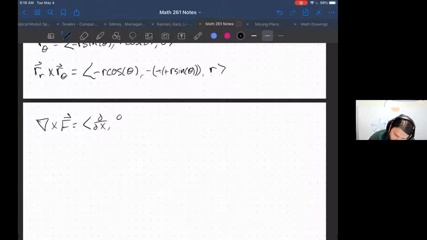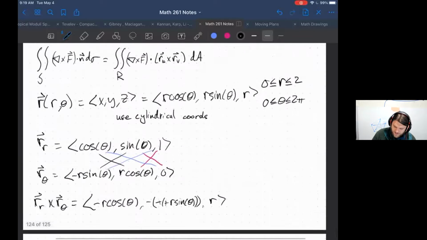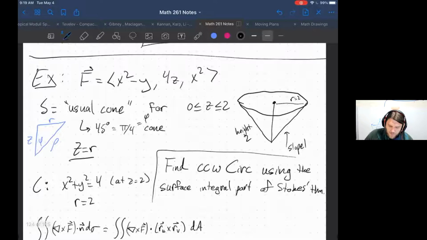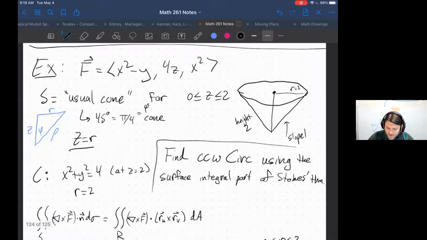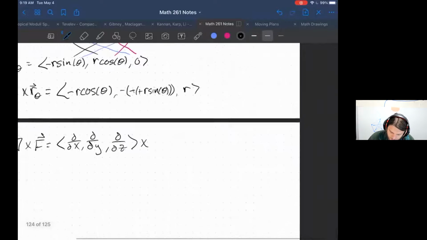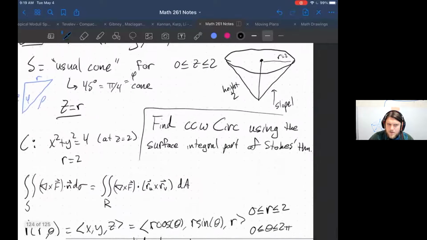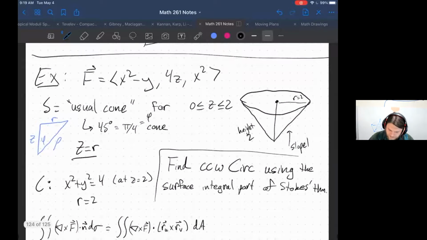Del del x, del del y, del del z, crossed with, and we can scroll back up because I don't remember it. So a slightly more interesting vector field now, or this problem. x squared minus y, 4z, and x squared. Okay, copied that down, right? Yeah.